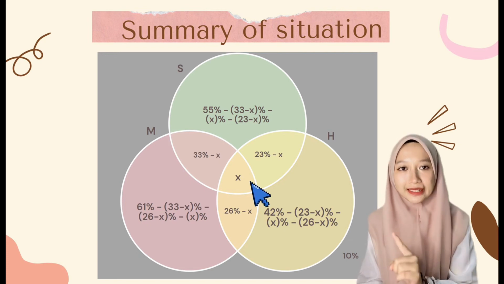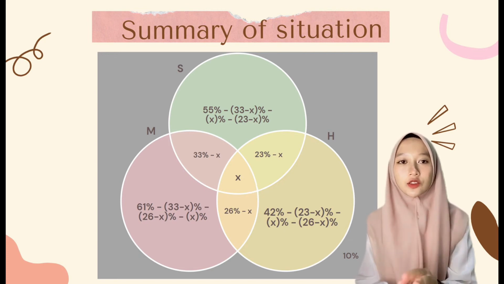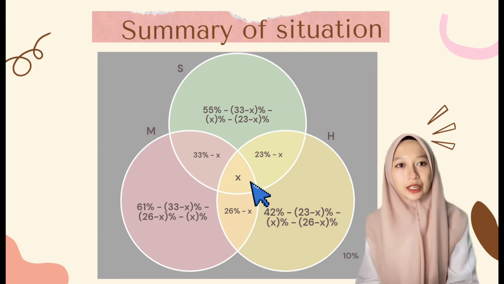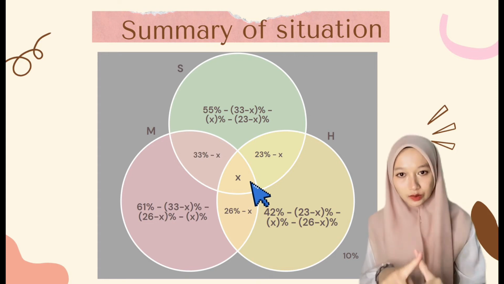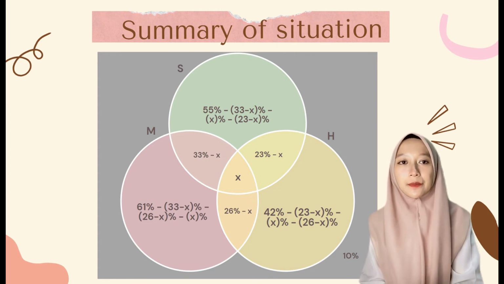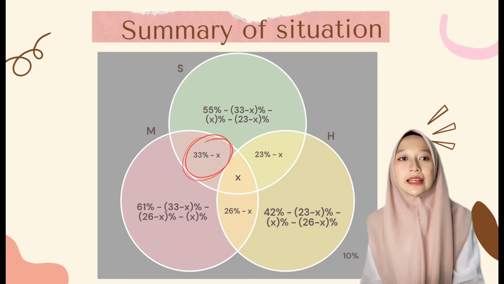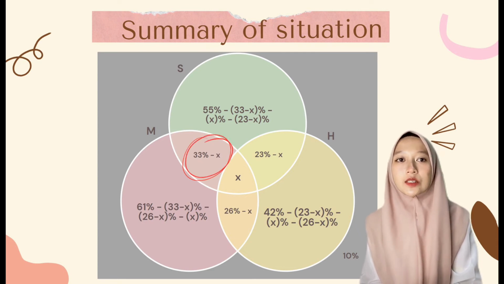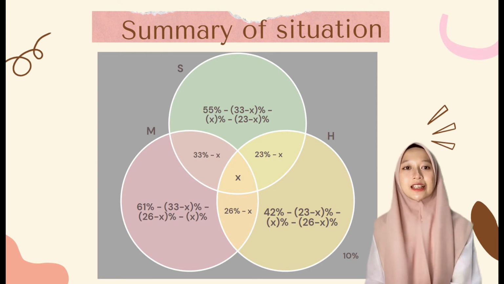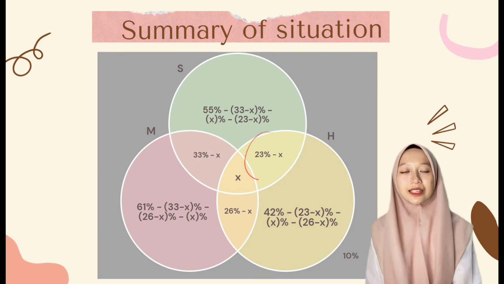First, this middle part shows the number of students who like all the 3 subjects. But we don't know it yet, so let this be X. We know that M intersect S is 33%. So, if we want to find this part only, just minus X, and it would be 33% minus X. Same like this, just minus X. And we get 23% minus X and also 26% minus X.